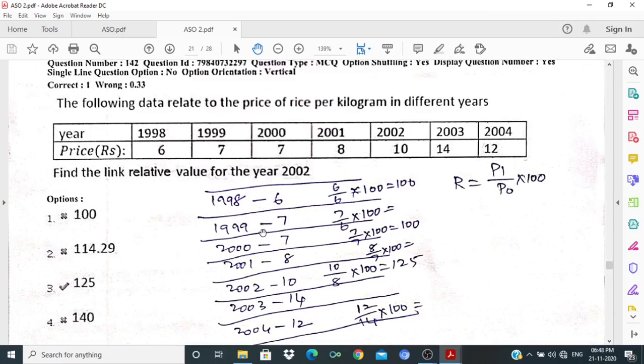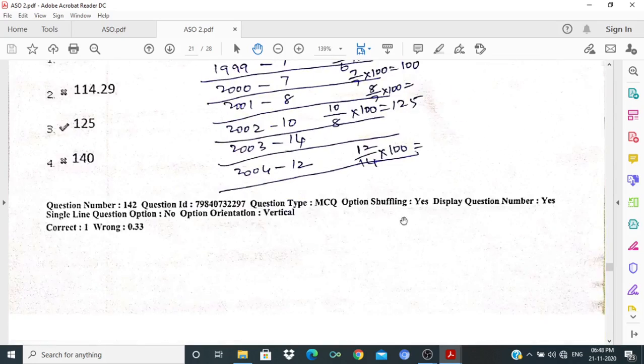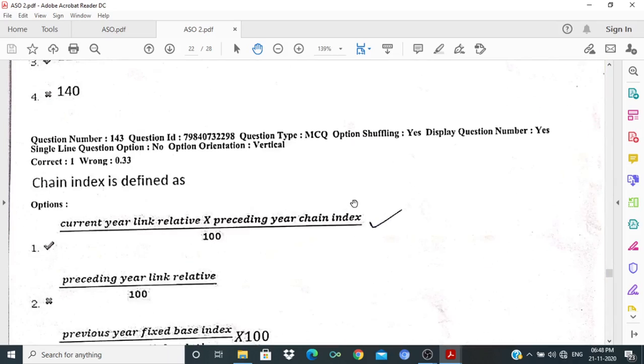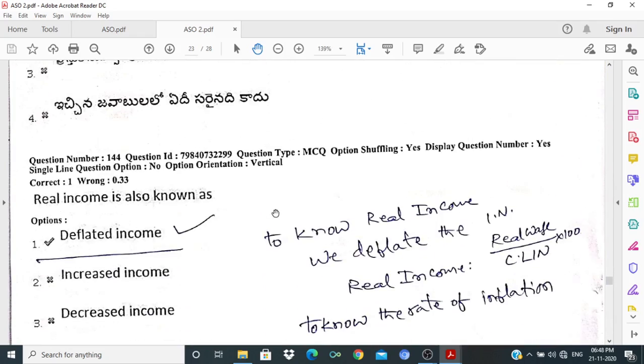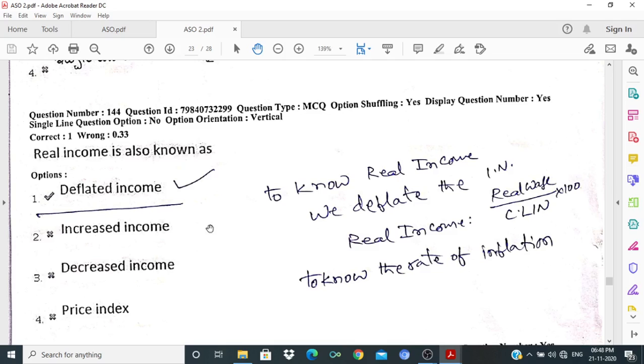Okay, we need to find link relative. Formula is P1 by P0 into 100. For the year 2002, 10 is the price. Previous year, 8. Okay, 125. Chain index number is defined as current year link relative into preceding year chain index by 100. Real income is also known as deflated income.